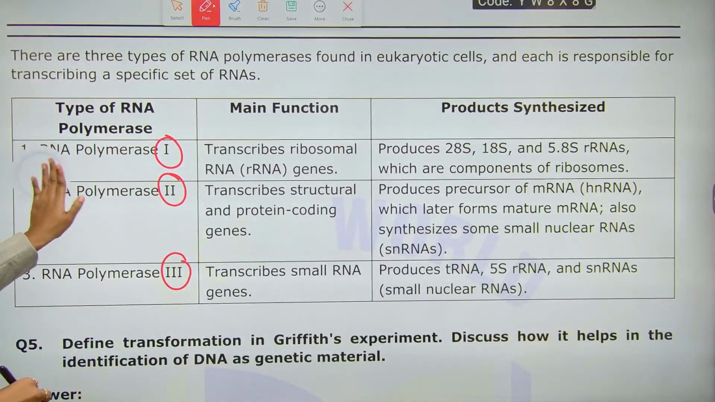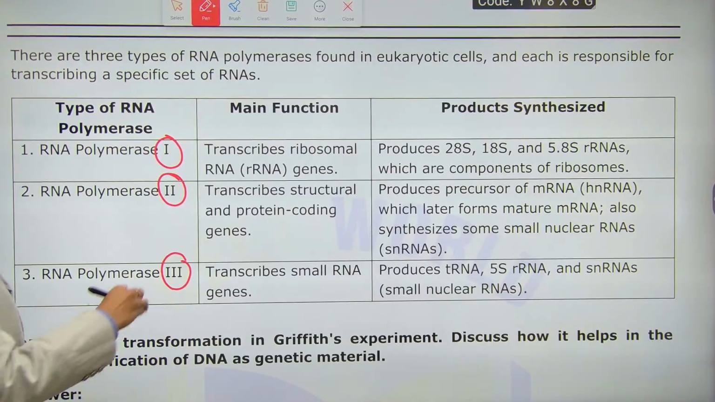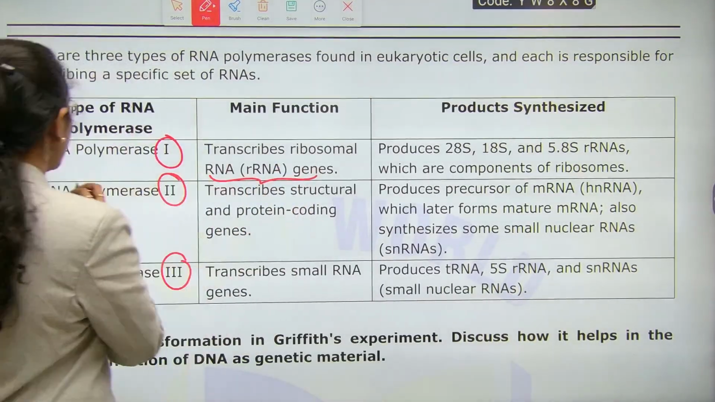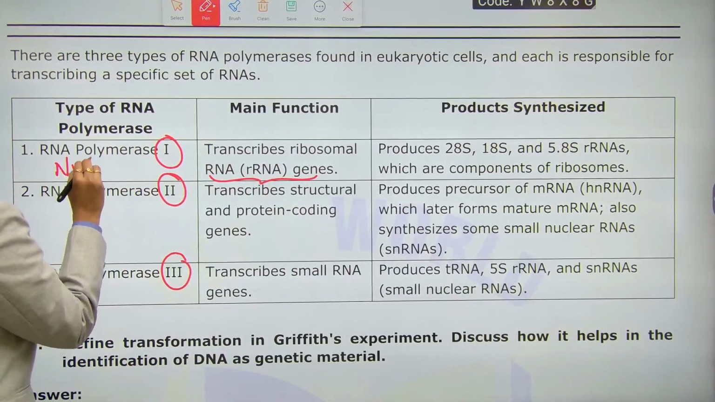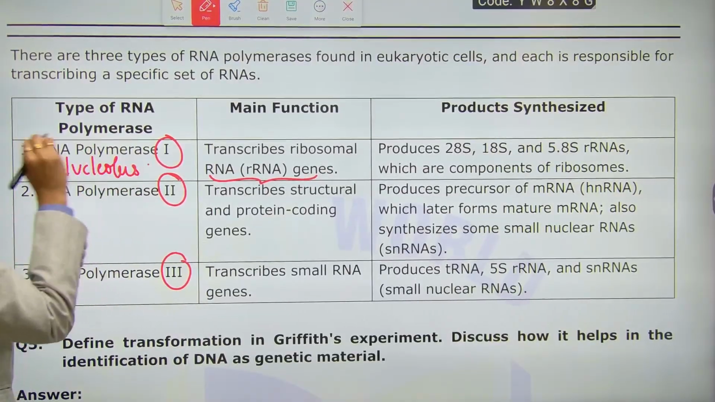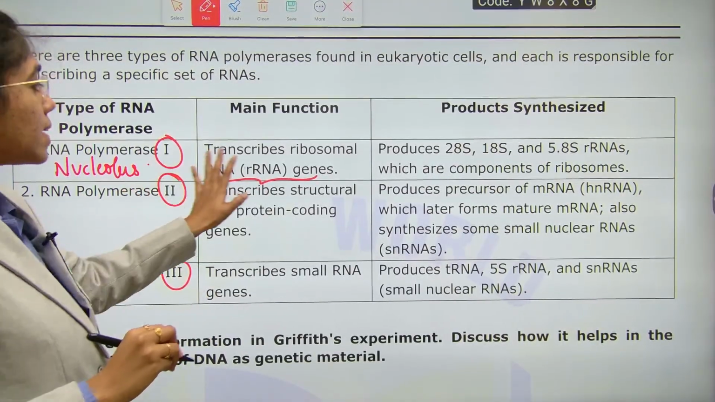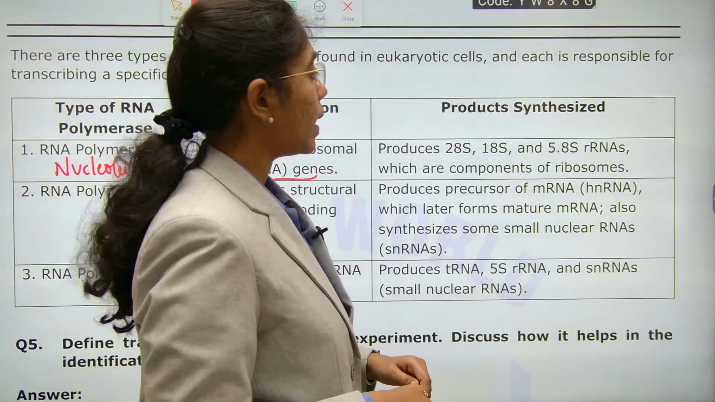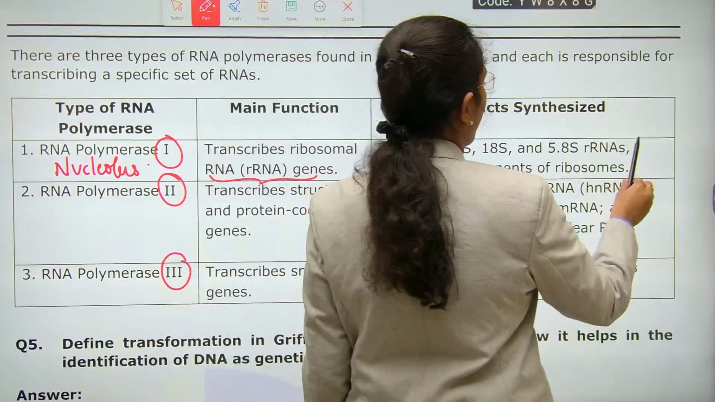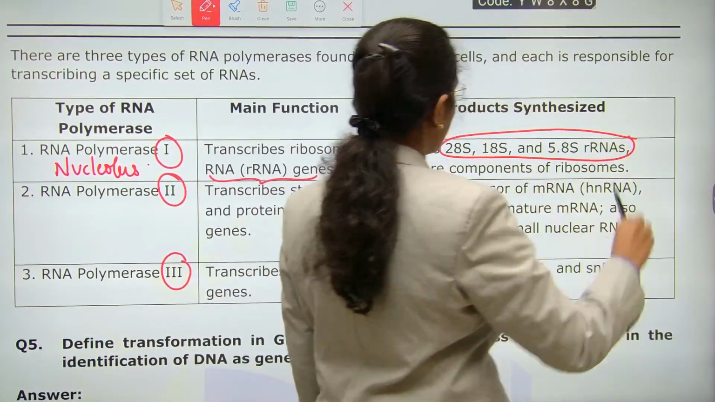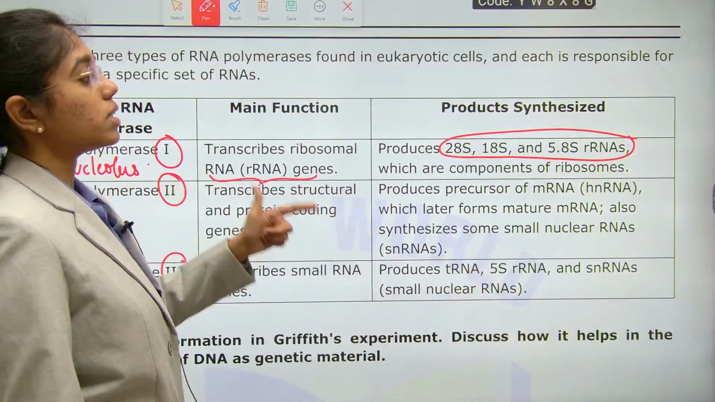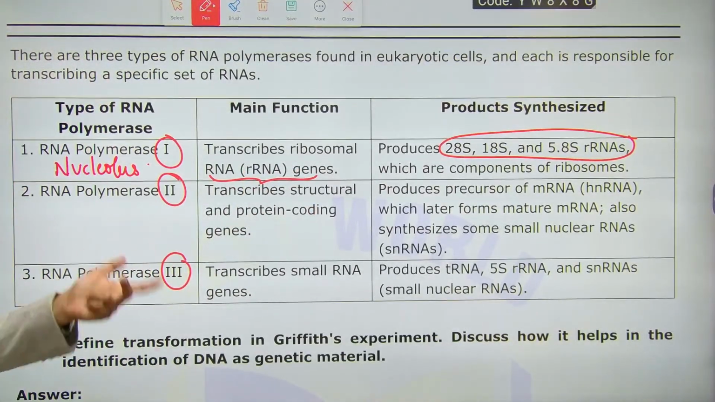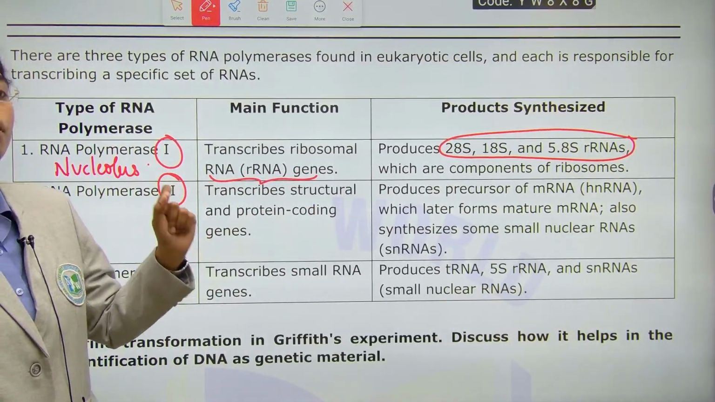RNA polymerase 1 transcribes genes in the nucleolus. It is better if you write the location also: inside the nucleus, in the nucleolus, RNA is being synthesized. This will produce 28S, 18S and 5.8S rRNA. These are all the components of the ribosome.